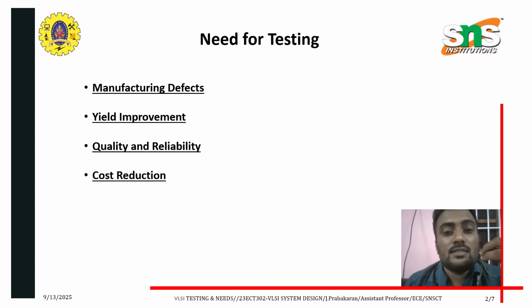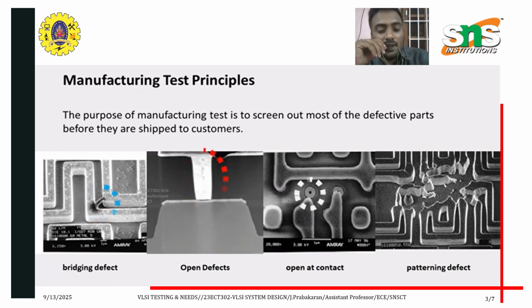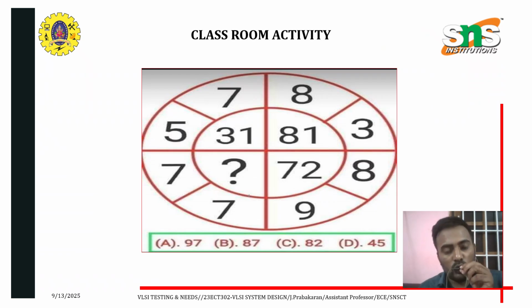Okay, next is manufacturing test principle. Here you can see the diagram showing bridge defect, open defect, open at contact, and patterning defect. Let me do one small activity. Find the value of the question mark position. Comment me your answer. Okay, let me continue.